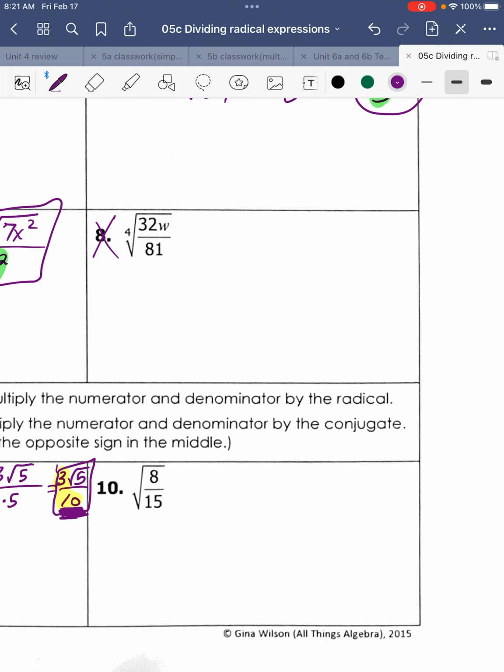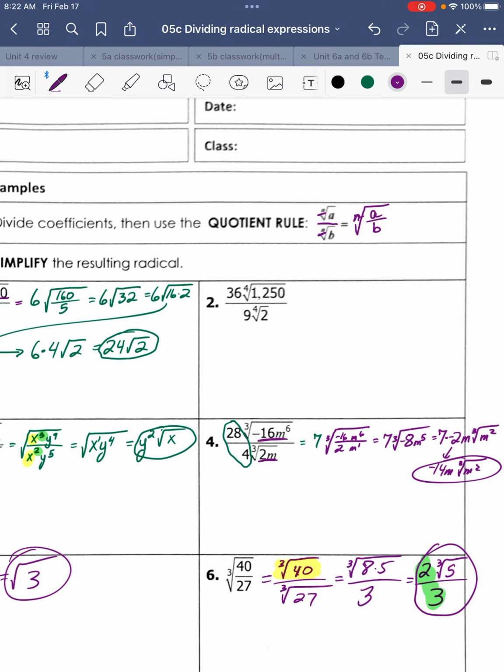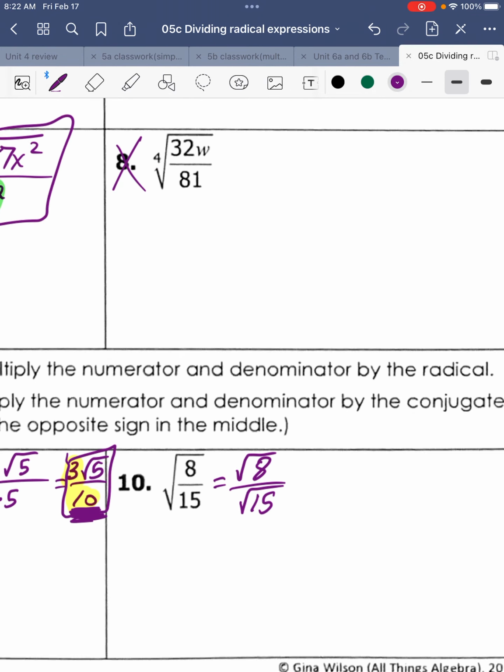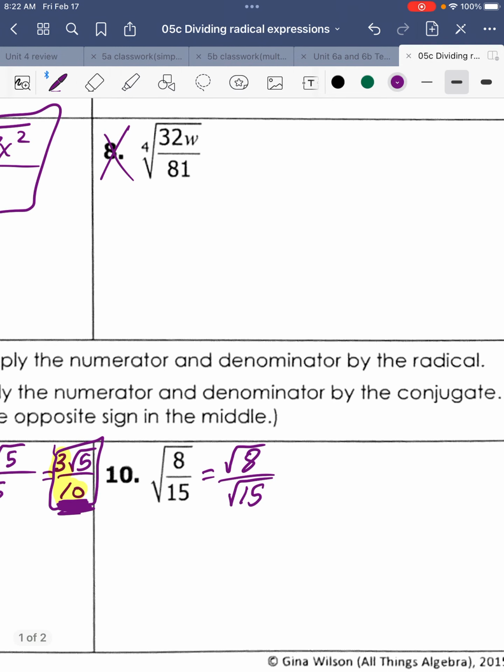All right, number 10. Right now we have the square root over this fraction, 8/15. I cannot simplify 8/15, so that is not going to be helpful in this fashion. So we're going to split it up into the square root of 8 and the square root of 15. That is using the quotient rule from up top. Now we cannot have the square root of 15 in the denominator. We cannot simplify that. We could simplify the square root of 8 in the numerator, and you can do that right now, but I'll wait till after I multiply.